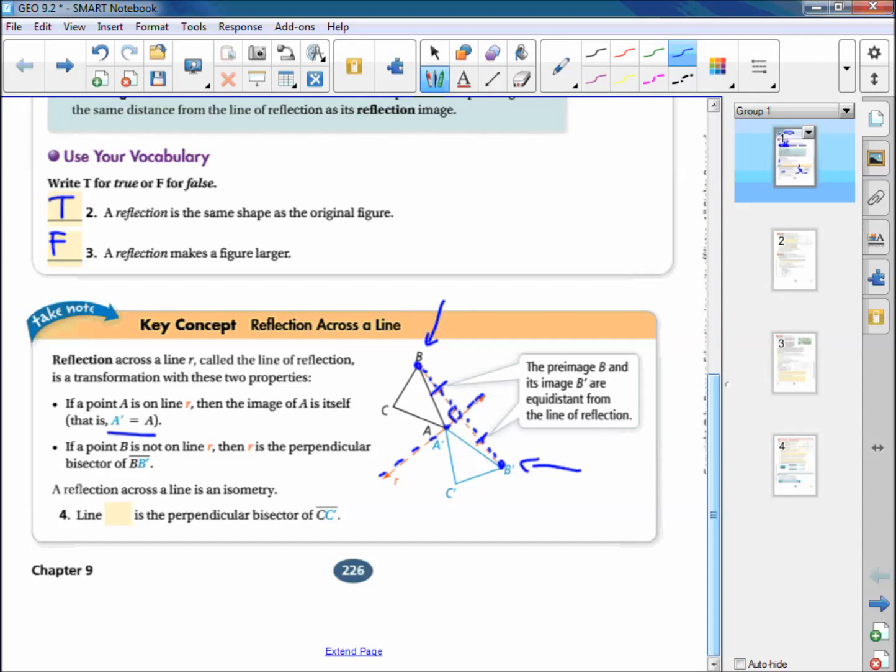Okay, so reflection across a line is an isometry. And line R is the perpendicular bisector of CC prime. So if I connect C to C prime, we're going to get a perpendicular form for our angles. And this length would be the same.